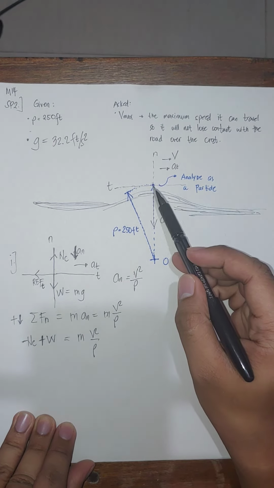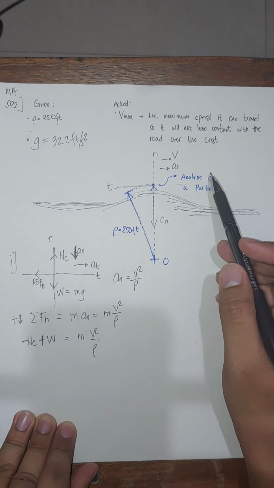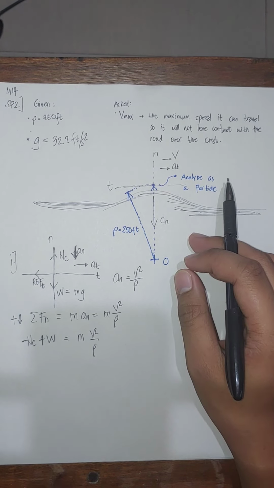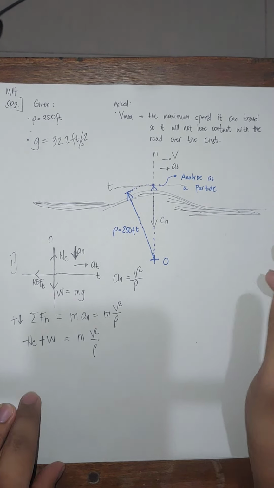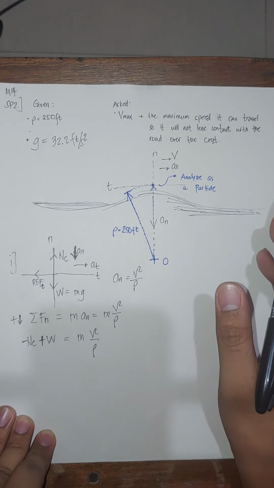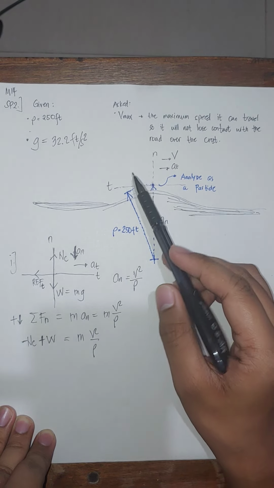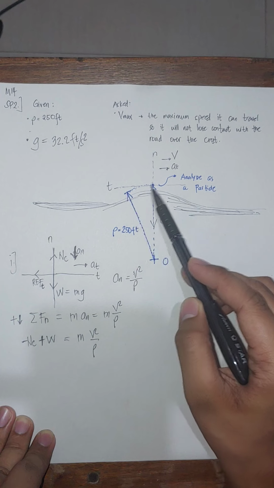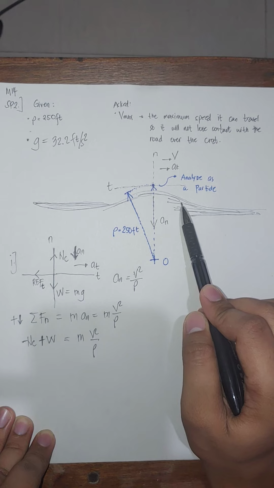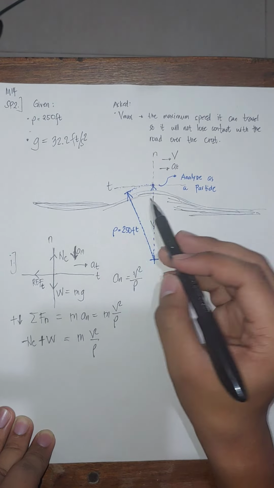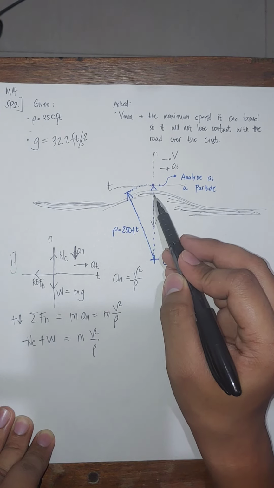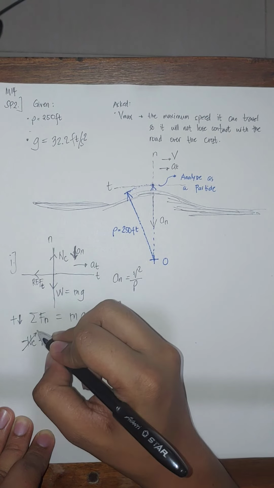Now the thing is, the problem says maximum speed that it can travel so that it will not lose contact with the road over the crest. I think you feel this if you ride a Ferris wheel. When you go over the top, if the Ferris wheel is very fast, it feels like you are floating. So what we want is the maximum velocity of the car where it seems to float but the wheels do not leave the road. If it seems to float, then the surface exerts no force on this side. That is, the normal force is zero.